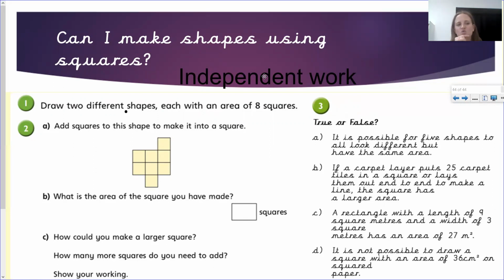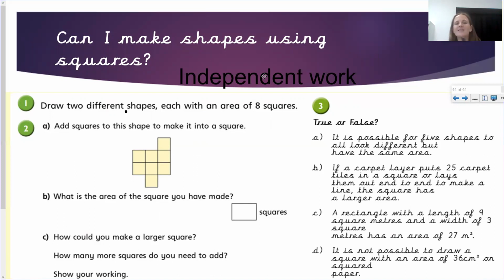So question 1 says, draw 2 different shapes, each with an area of 8 squares. Question 2, add squares to this shape to make it into a square. And remember that a square has an equal length and width. So if there are 3 squares across, there need to be 3 squares up. So it would be 3, 3, 3, 3, or 4, 4, 4, 4.